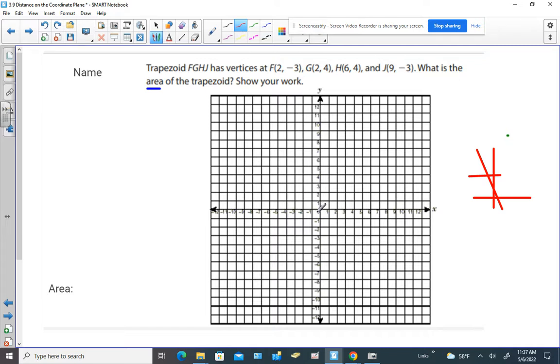We're going to go over 2 and then down 3. We'll put an F there. Then we go over 2, up 4. Let's put a G. Over 6, up 4. Let's put an H. And then over 9, and then down 3. And we'll put a J. All right, let's connect our points.